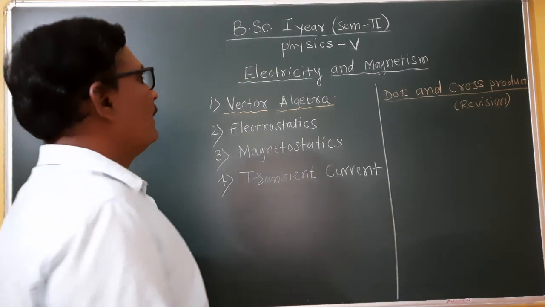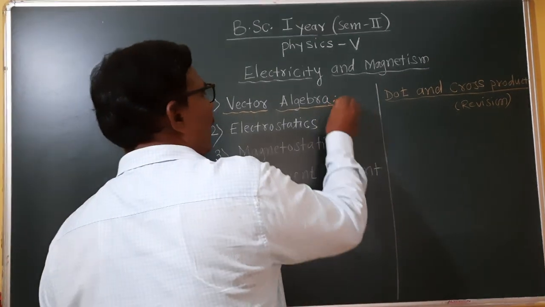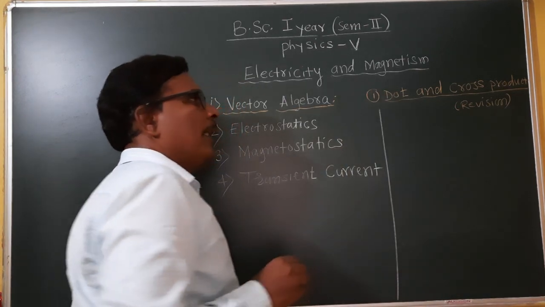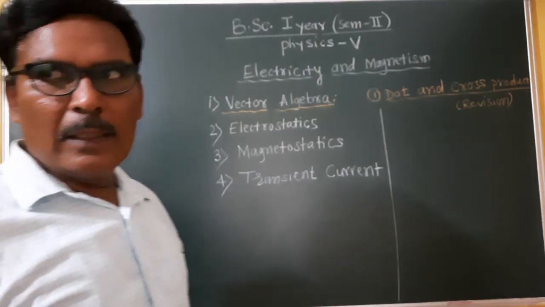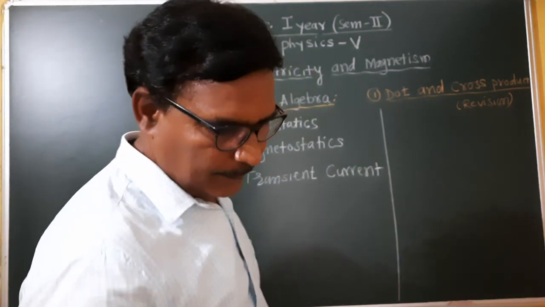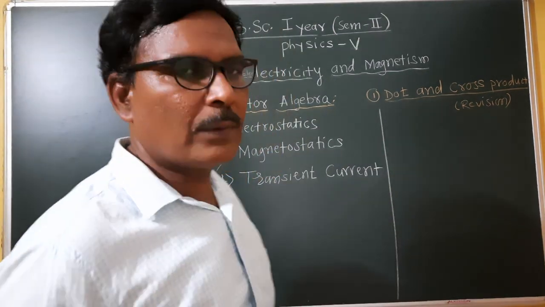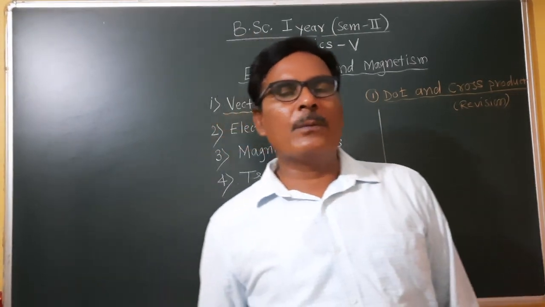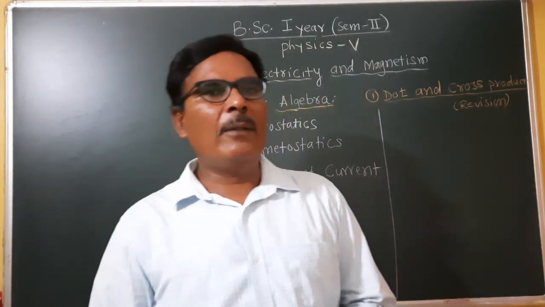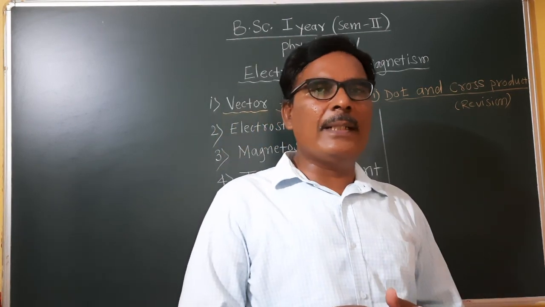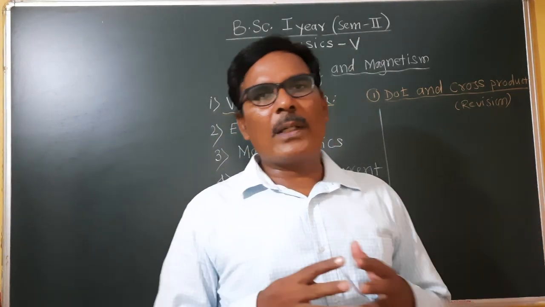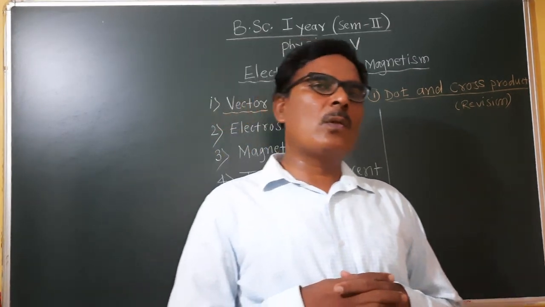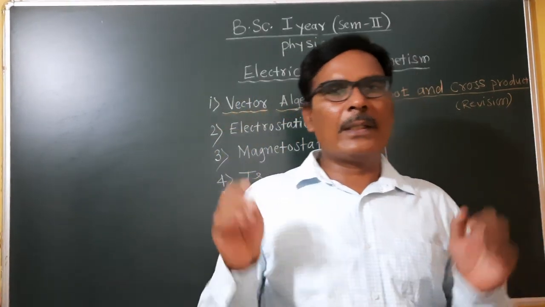In this vector algebra we have a first article, that is dot and cross product. Basically we have studied this article in the previous year syllabus. In 11th and 12th standard we have already studied what is the dot product and cross product. These are also called as scalar product and vector product.